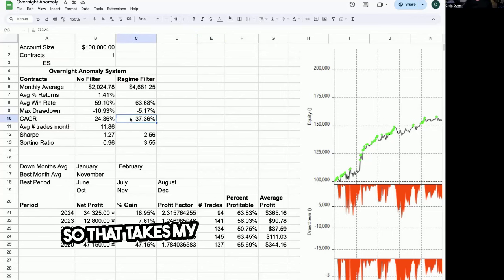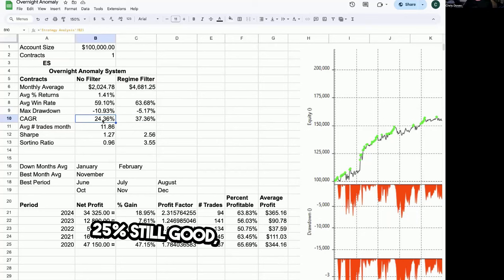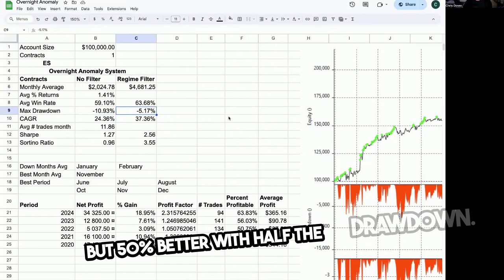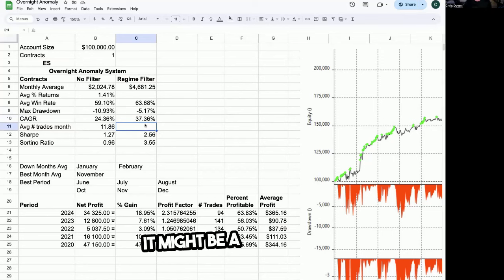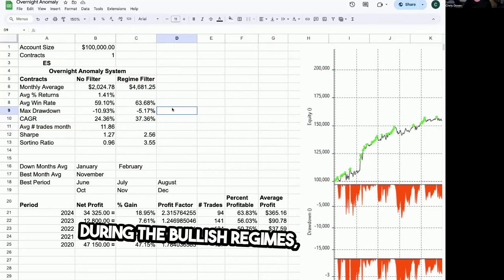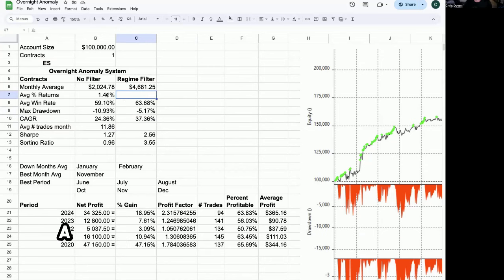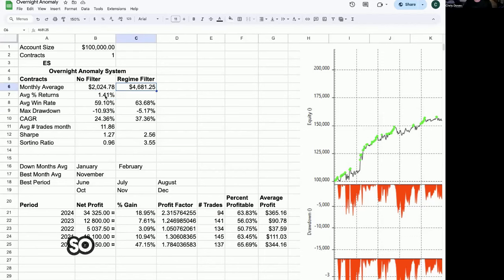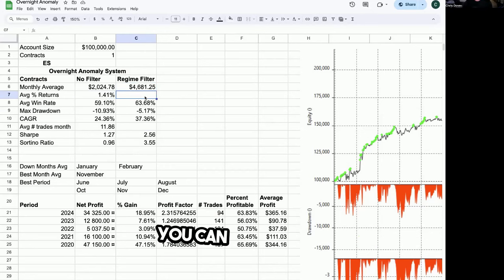So that takes my compounded annual returns from 25%, still good, 24% CAGR is great, but 50% better with half the drawdown. I think the trades are about the same, it might be a little bit more during the bullish regimes. I didn't get that number in time for this one, but it's a little over double, obviously. If that's 2,000, 1.4, so probably like 3.25% return per month. You can forecast that.